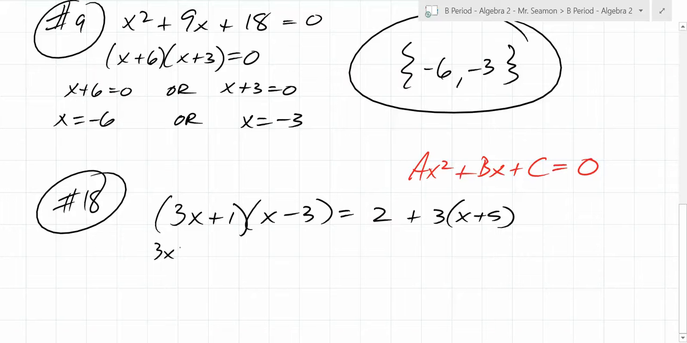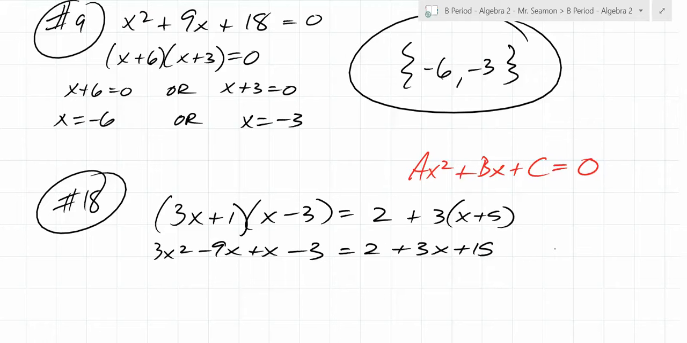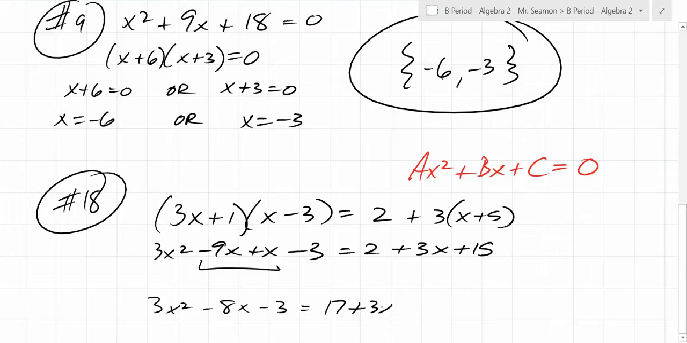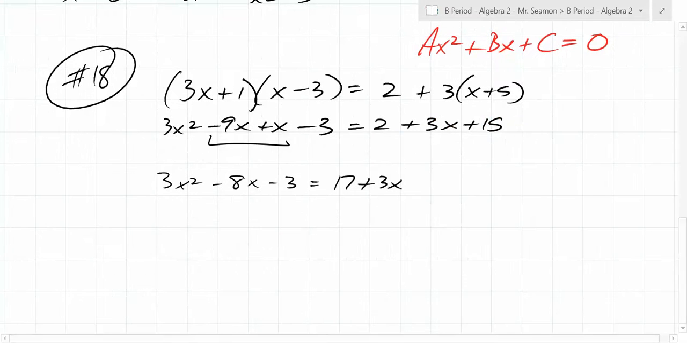So you end up with 3x squared minus 9x plus x minus 3 is equal to 2 plus 3x plus 15. I can combine the like terms. So you get 3x squared minus 8x minus 3 is equal to what? 17 plus 3x. Is that in standard form?